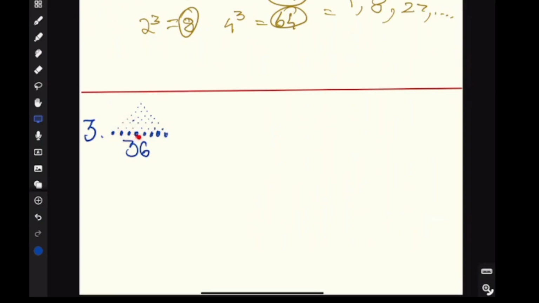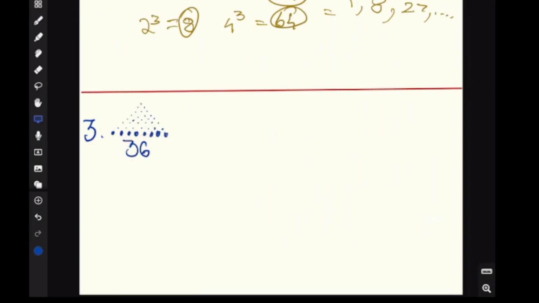1, 2, 3, 4, 5, 6, 7, 8. 8 plus 7. 8 plus 7 is how much? Yes, 15. 15 plus 6, 21. 21 plus 5, 26. 26 plus 4, 30. 30 plus 3, 33. 33 plus 2, 35. Plus 1, 36. So all these numbers add up to 36.